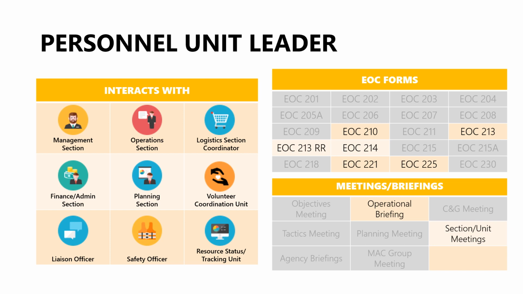So the unit leader may have to coordinate with the safety officer as well as some other agencies to determine if we need crisis counseling for emergency workers or acquire any mental health specialists if needed for those situations. And then we're also going to be coordinating with the resource status and tracking unit to make sure that they are tracking those resources that the personnel unit orders and brings on board.